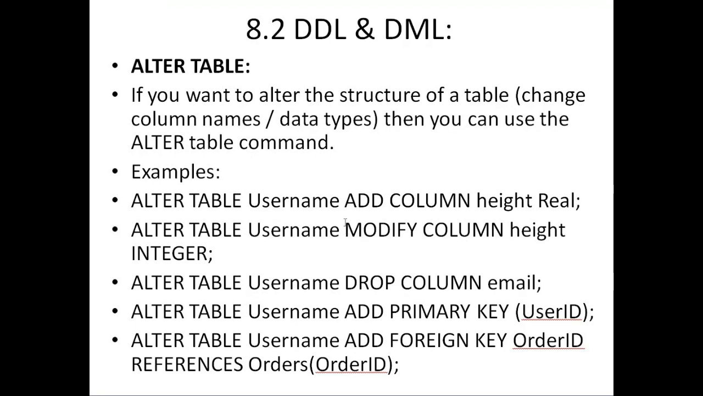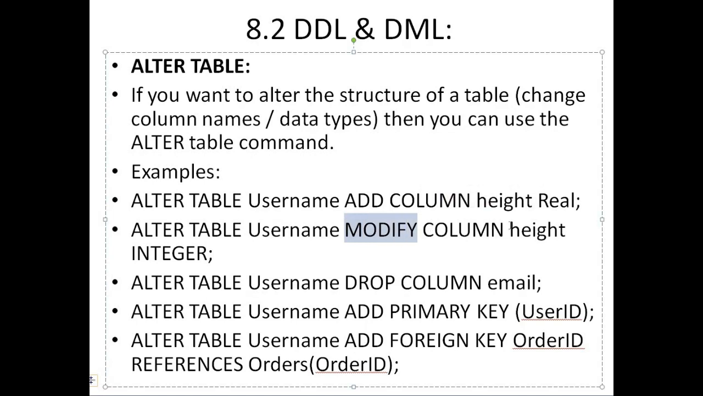Or alter table modify column height integer. Now this command modify is going to change the data type of the column height from a real to integer, and technically, at least as far as your exams are concerned, it should be in all capital. Anyways, alter table username drop column email. This drop command is going to delete the column with the name email. The entire column would be deleted.